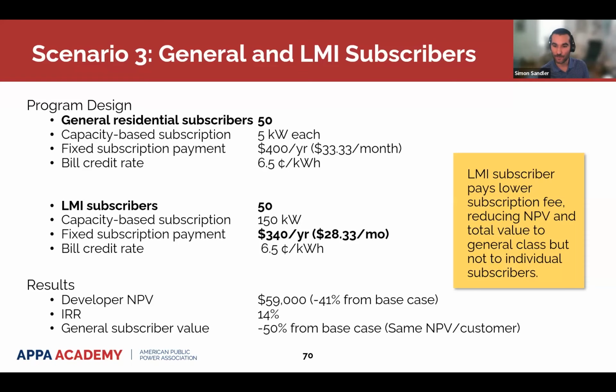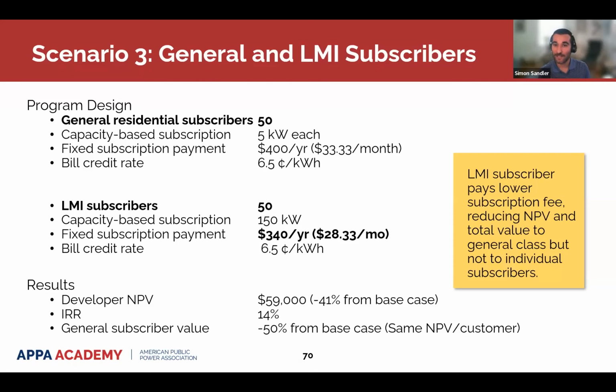And so what we're going to say is, let's give LMI customers the same bill credit, right, a 6.5 cent per kilowatt for their subscription, but let's have them pay slightly less, right? We're going to have them pay $60 less per year. So that would, if you split it up amongst 12 months, you'd be paying a little bit less per month. Right, about $5.